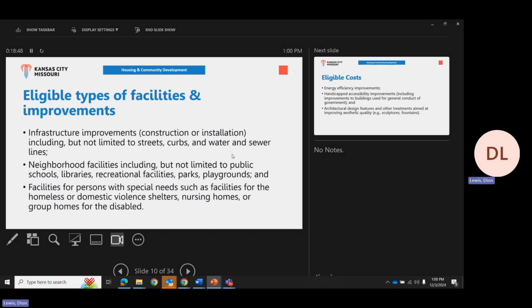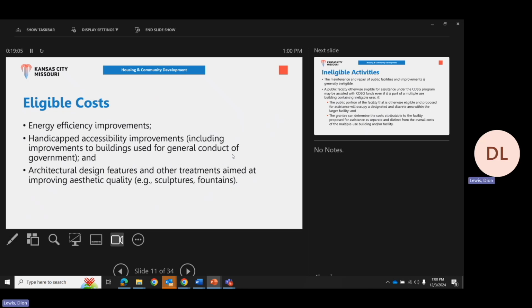Neighborhood facilities, including but not limited to public schools, libraries, recreational facilities, parks, playgrounds, and other facilities for persons with special needs, such as facilities for the homeless, domestic violence shelters, nursing homes, or group homes for the disabled. All examples of eligible facilities. Eligible costs: energy efficient improvements, handicap accessibility improvements, including improvements to buildings used for the general conduct of government, and architectural design features and other treatments aimed at improving aesthetic qualities, such as sculpture and tile. Again, all examples of eligible costs.